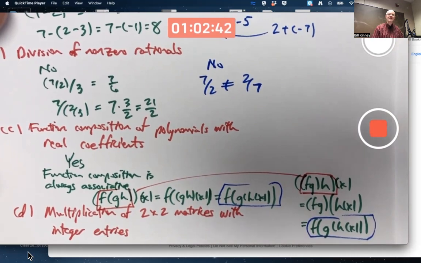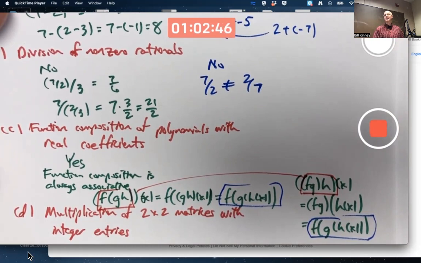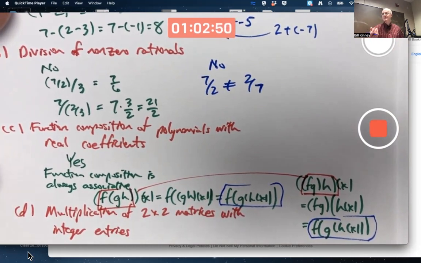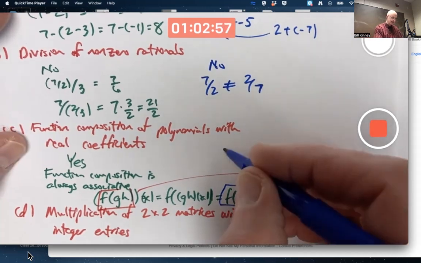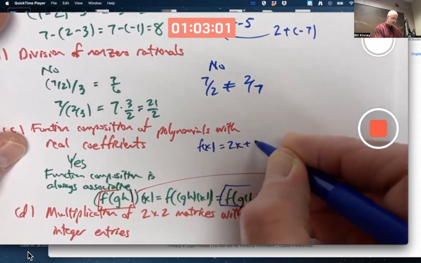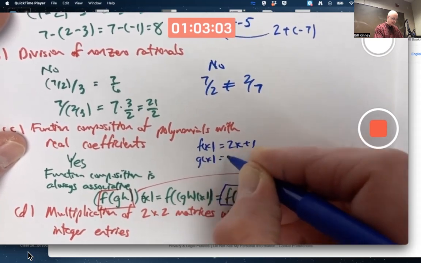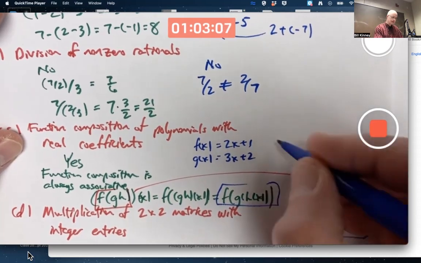Is it commutative? In general, function composition is not commutative. You may remember that from your past. Now, you can maybe come up with specific examples of functions that commute when you compose them, but in general, it's not. I mean, if you try f of x equals 2x plus 1 and g of x equals 3x plus 2, probably they're not going to commute when you compose them.